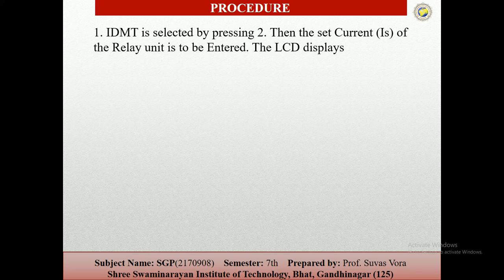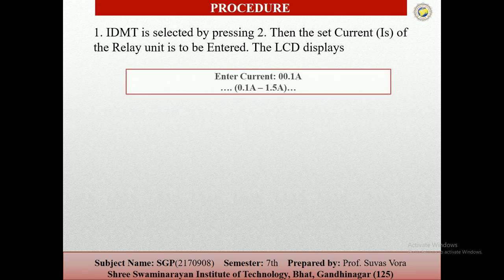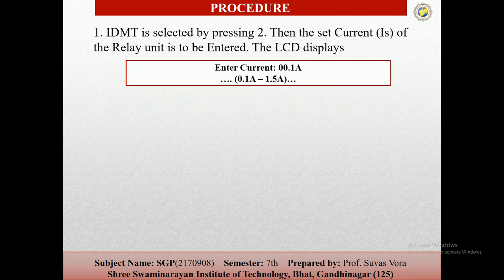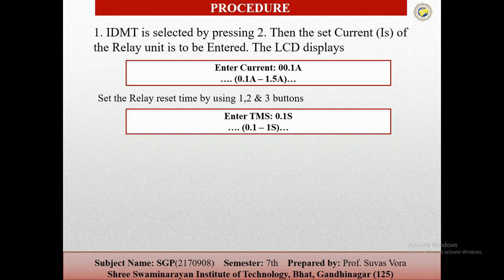The unit is to be entered and the LCD displays enter the current. We can enter the current as 0.1 amperes, so we can set the values from 0.1 to 1.5 amperes. Then after, select the relay reset time by using buttons 1, 2 and 3. It means enter the time as 0.1 second, and we can set the values from 0.1 to 1 second.